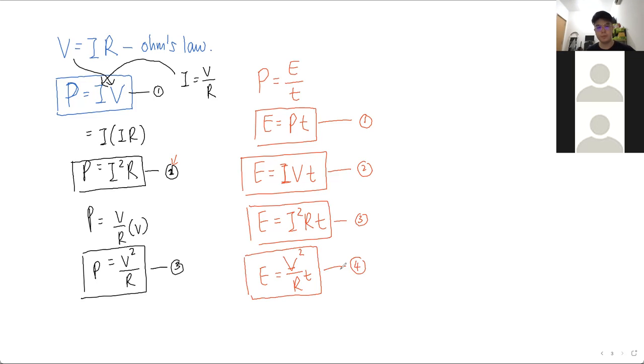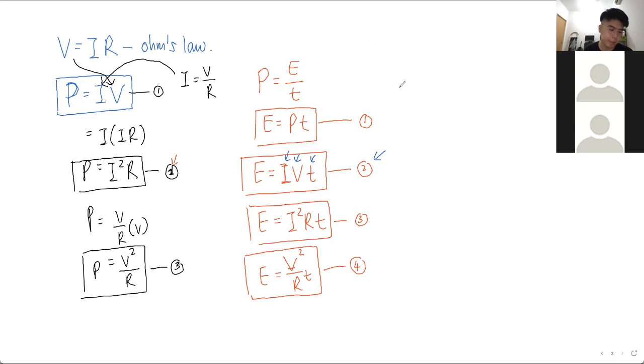The last one. Okay, so that's all for power and energy, all the formulas are here already. Now, if you ask which one do I use, it depends on the question. If the question does not give you resistance, it only gives you voltage, current and time, then most probably you're going to use the second one, IVT, without resistance.